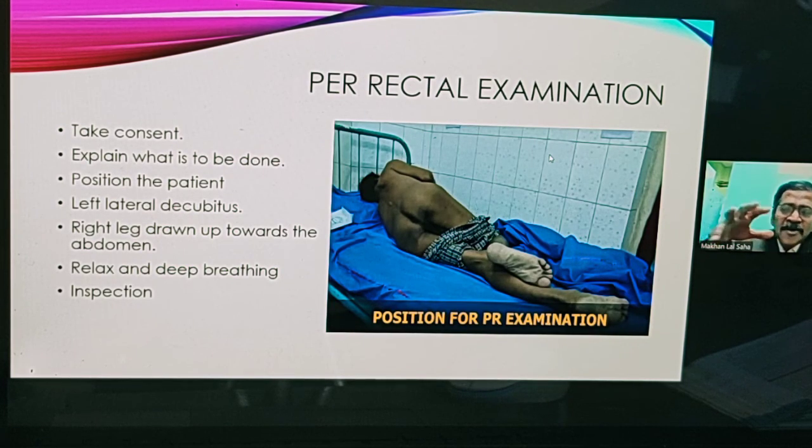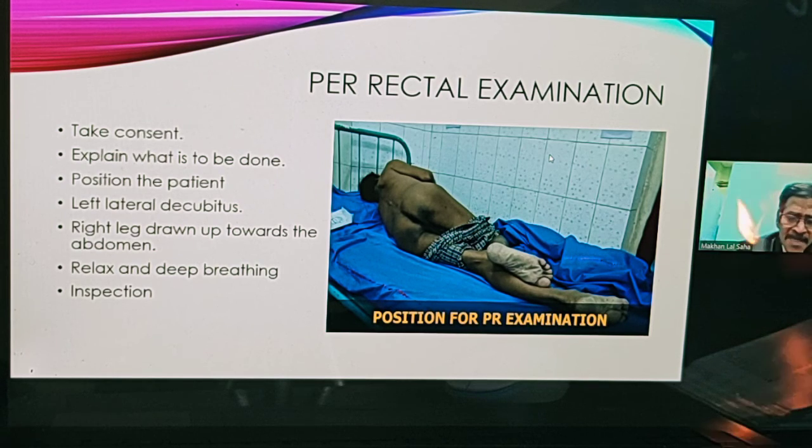Per rectal examination is a part of clinical examination, and a postgraduate student is supposed to do the per rectal examination. For this, we should take consent, explaining to the patient what is to be done. Ask the patient to turn to the left lateral side with the upper right leg towards the abdomen and the lower leg being straight. Before you put your finger into the anal canal, you inspect the anal canal area. In an abscess or acute fissure, one should not put a finger into the anal canal. So first, do a good inspection of the perianal area.